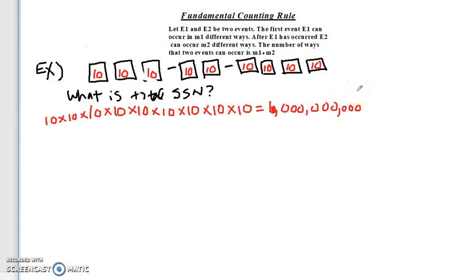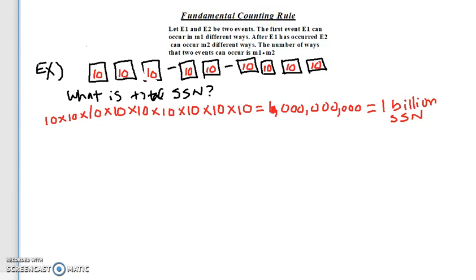So essentially this comes out to be about 1 billion possibilities. So 1 billion social security numbers are possible using this format. Right now the population of the United States is about 400 million, I think. So we're still okay, because we have a possibility of 1 billion social security numbers, right?